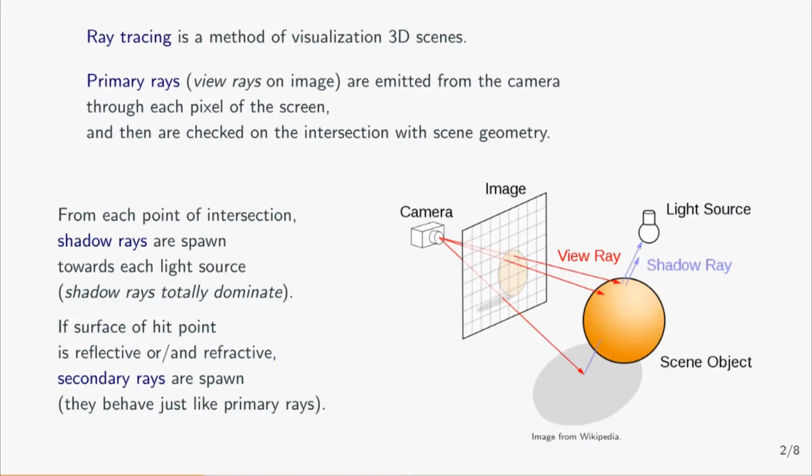First, let me remind you what ray tracing is. Ray tracing is a method of visualization of virtual 3D scenes. In the conventional case, primary rays are emitted from the camera. It can be a perspective or orthographic camera, and each primary ray goes through a pixel of the screen. After this, primary rays are checked for intersection with the virtual scene environment. At the point of intersection, secondary and shadow rays are generated. Shadow rays are spawned towards each light source, and secondary rays can be considered as the continuation of primary rays in case the material has refractive or reflective property.